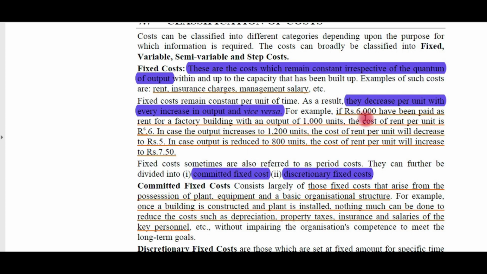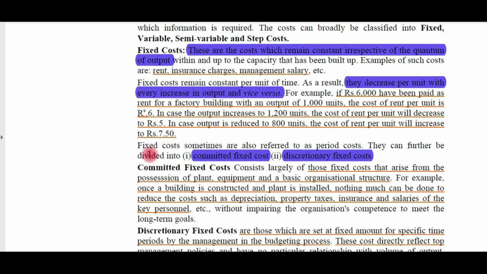For example, 6,000 rupees have been paid as rent for a factory with an output of 1,000 units. A factory is producing 1,000 units of goods and 6,000 is the rent. The cost of rent per unit is 6 rupees. In case the output increases to 1200 units, means production is increased, then cost per unit will decrease. Okay. In case the output is reduced to 800 units, the cost of rent is increasing to 7.5. So fixed costs have an inverse relationship. As the production decreases, fixed cost per unit increases. As the production increases, fixed cost per unit decreases.